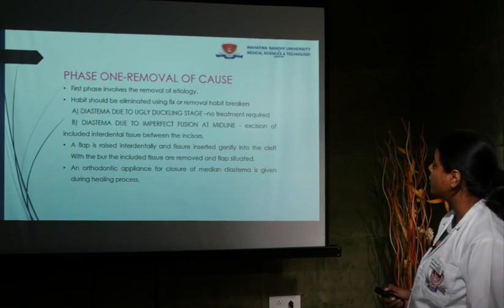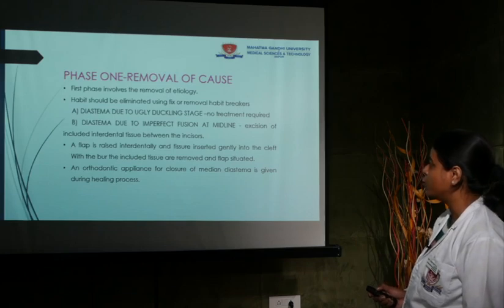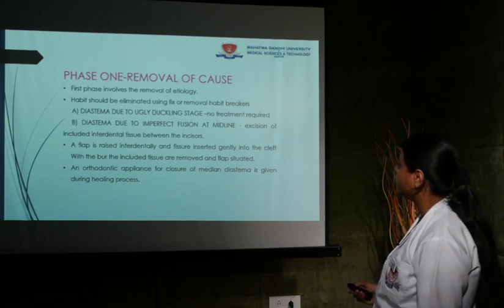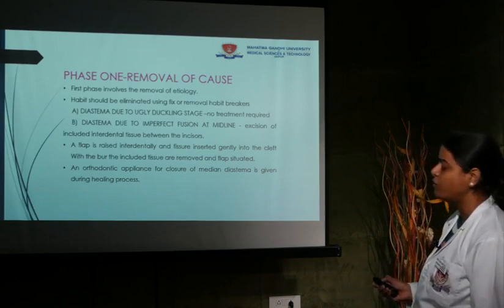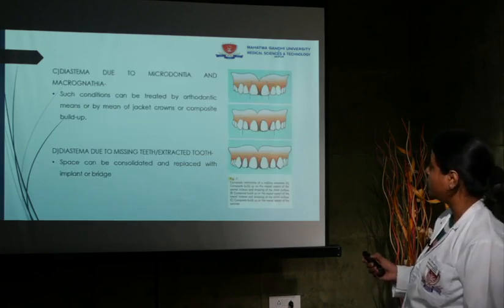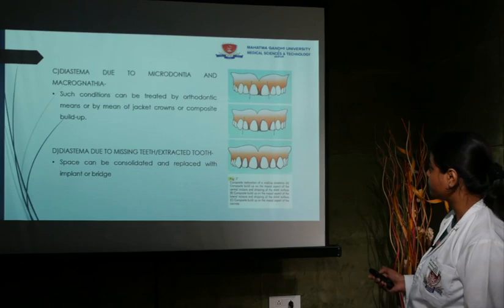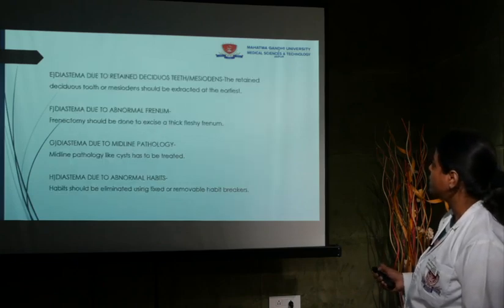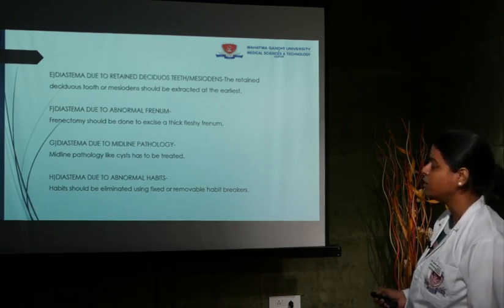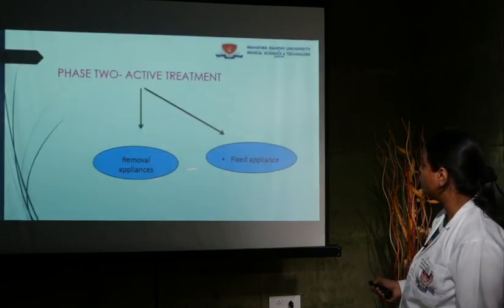If the diastema is due to imperfect fusion of the midline, excision of the included interdental tissue should be done in between the incisors. A flap is raised interdentally and a fissure bur is inserted gently into the cleft and the included tissue is removed, and the flap is resutured. If the diastema is due to microdontia and macrognathia, in this case we have to do a composite buildup or crown buildup. Diastema can be due to retained deciduous teeth or mesiodens, abnormal frenum, midline pathology or abnormal habit. The cause should be eliminated.